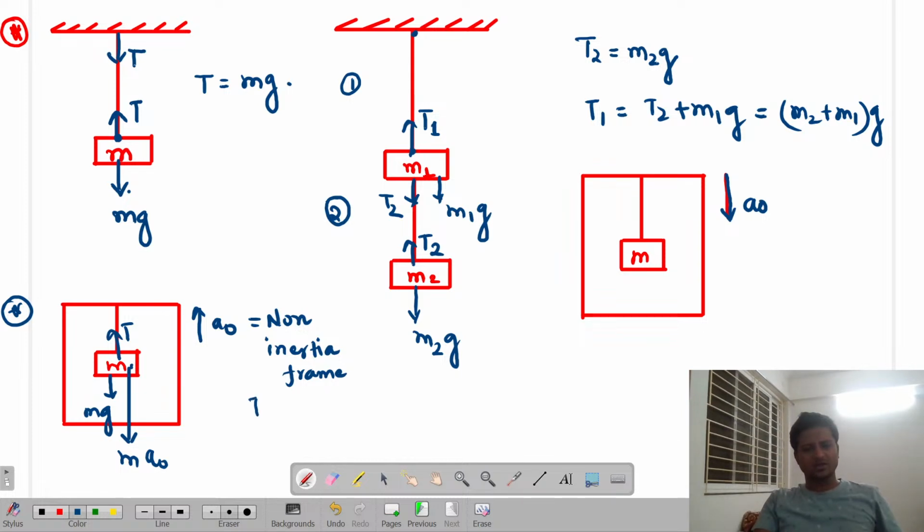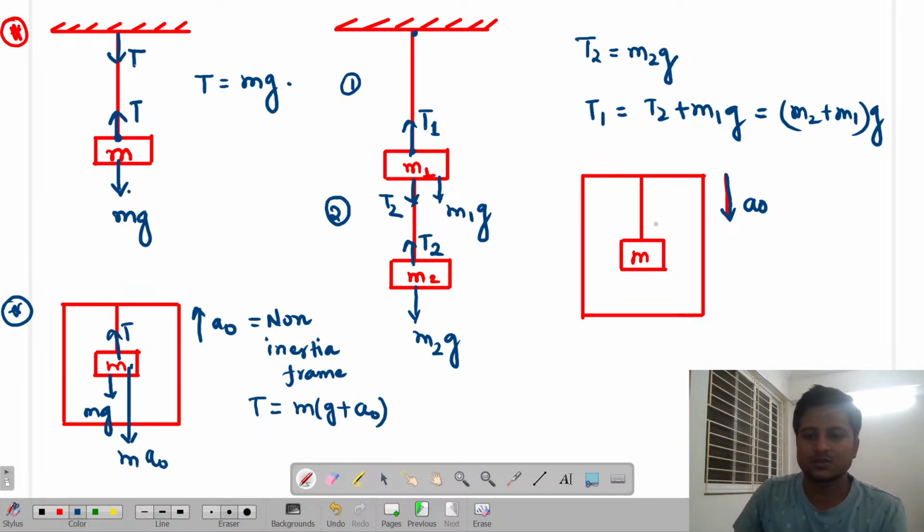So ये तो आसान हो गया ना? T is equal to how much? mg plus a naught if the system is in equilibrium. Are you able to get me or not? Yes, so once again, this becomes which kind of system? Non-inertial system. Okay, now consider the second case when the lift is going downwards.